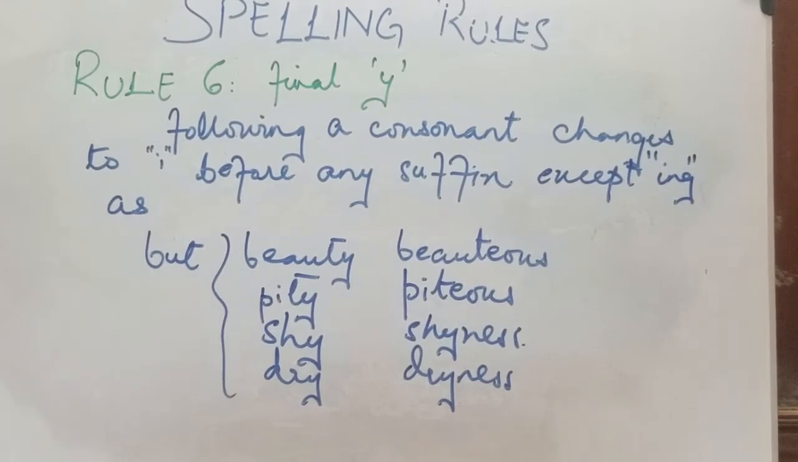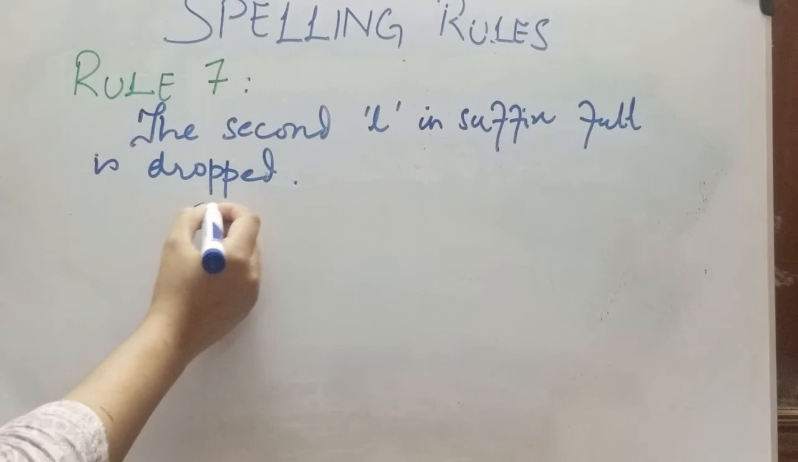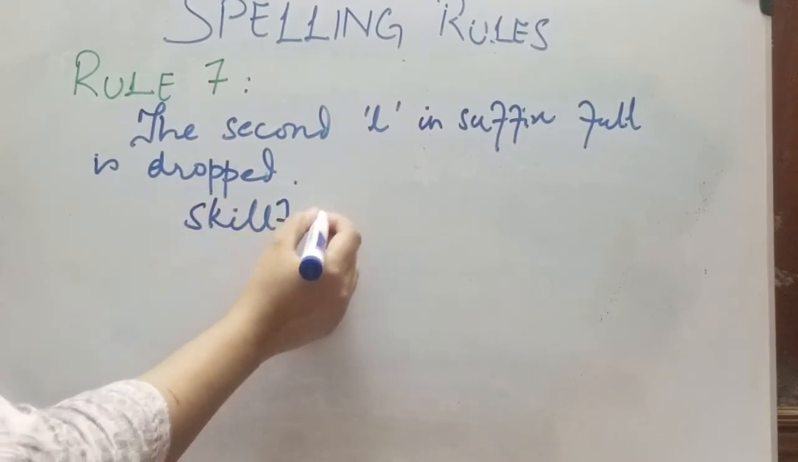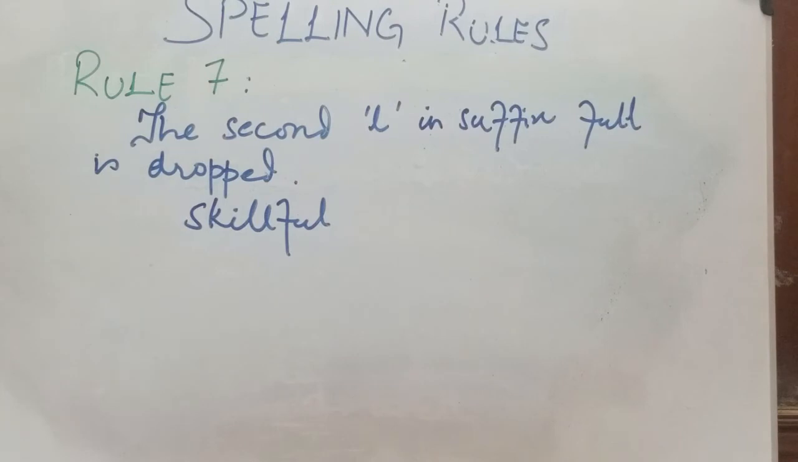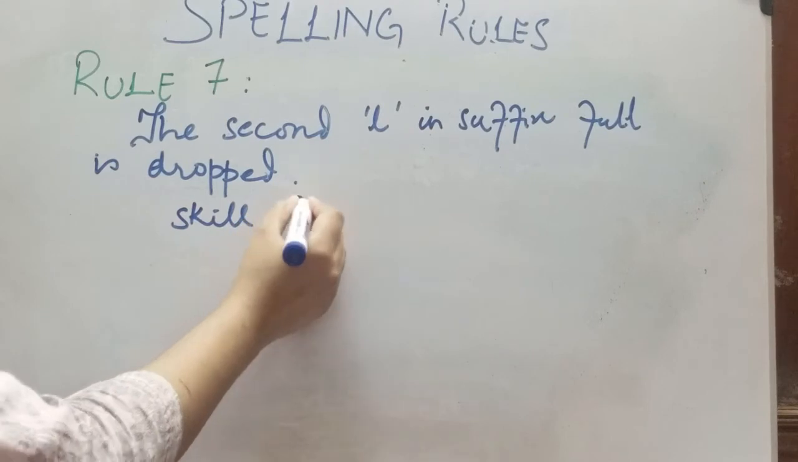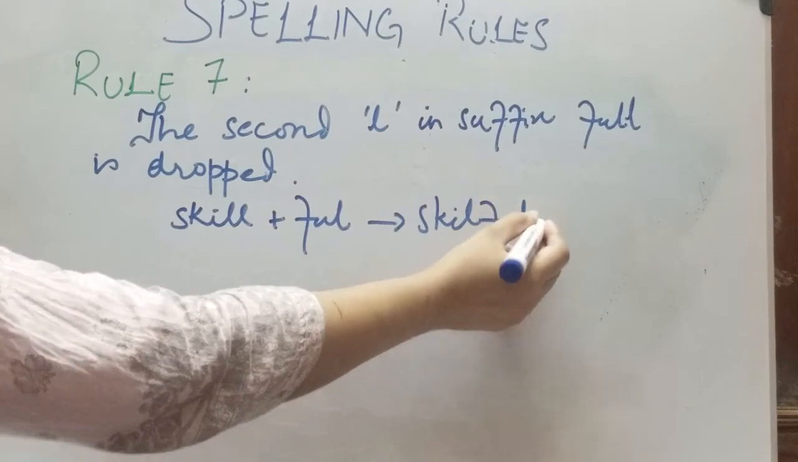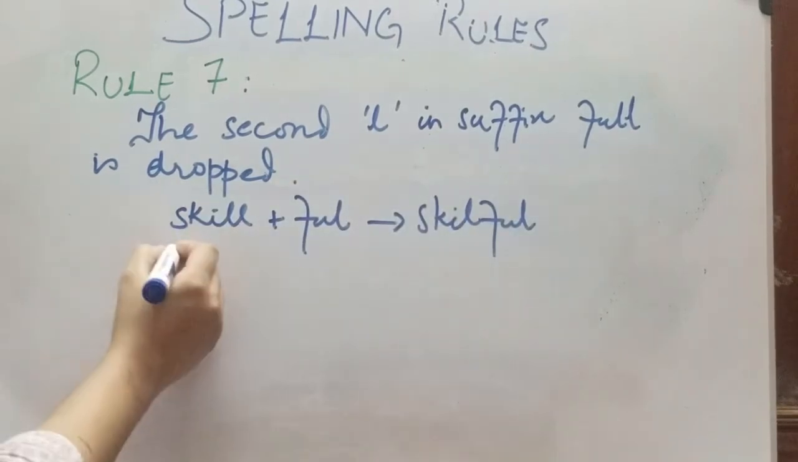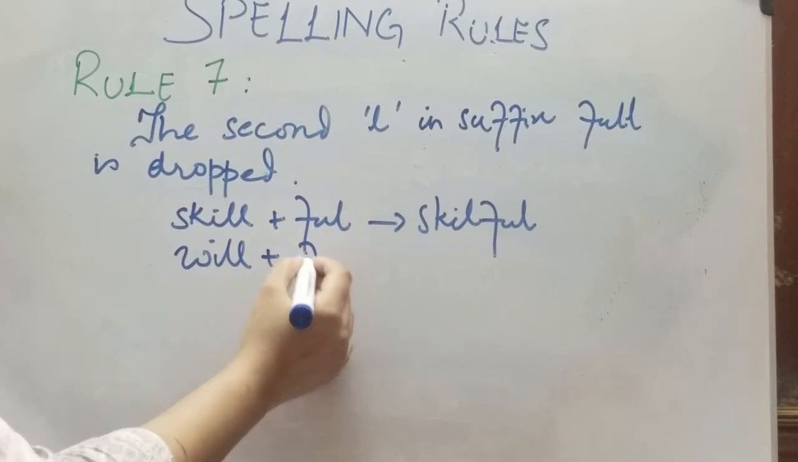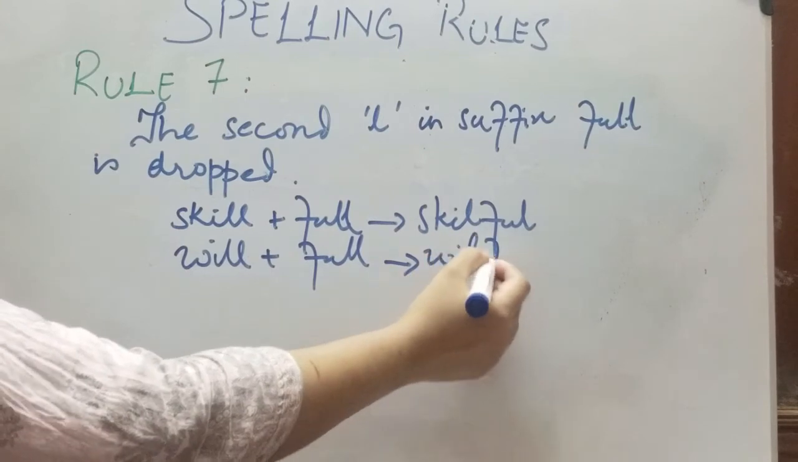Let's move on to the second last, that is rule number 7, what it has to say. Now see, look over here. It's written: the second L in suffix full stop. That means, for example, if we have skillful, sorry, let's make it more clear. Skill plus full, so we are going to convert it into skillful, right? Or willful. So you're going to drop the second L over here. Willful.